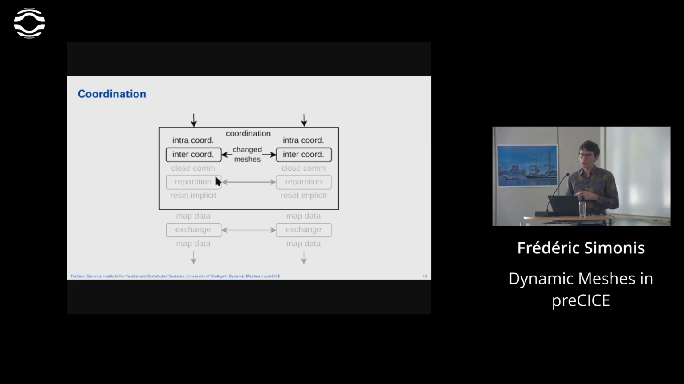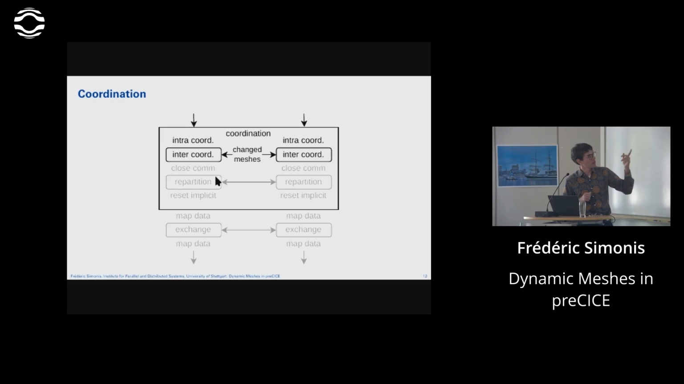So first we have this so-called intra-coordination, and this intra-coordination is a handshake between all the ranks of a single participant to figure out which ones have changed which mesh, because you have essentially a case where this can be a mix and match thing. After this intra-coordination, all ranks know which meshes have changed locally. Then we need to know which meshes have changed remotely. That's why this inter-coordination part comes in.